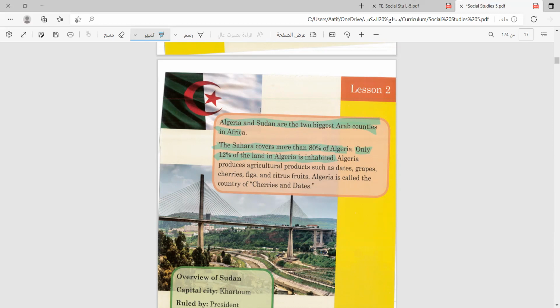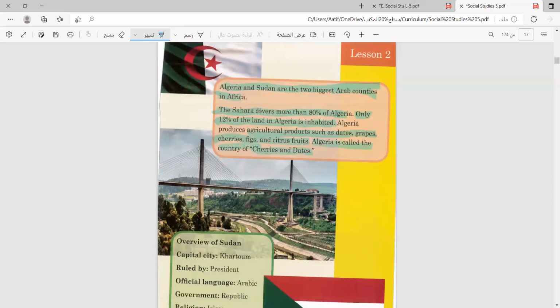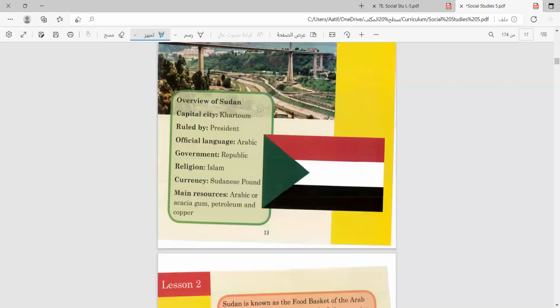So Algeria produces agricultural products, plants, vegetables, fruits, for example, dates, grapes, cherries, and figs, and citrus fruits. They call this country, Algeria, the country of cherries and dates, Tamar Wilkaras.